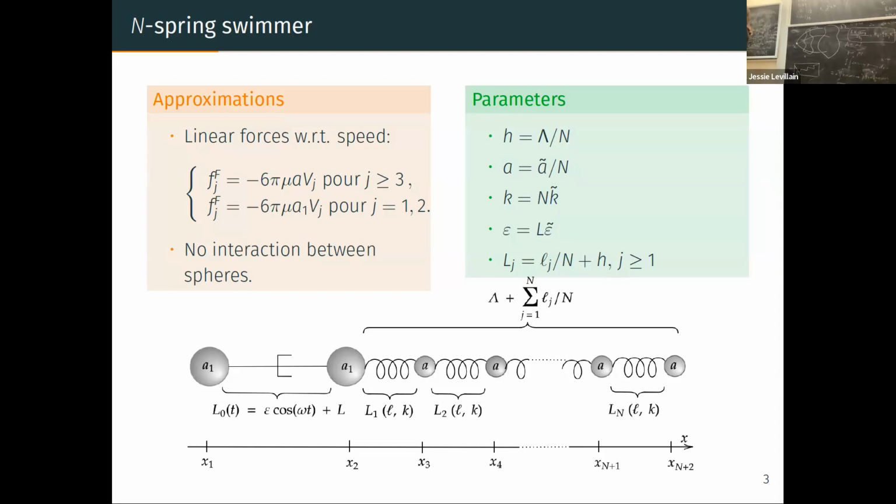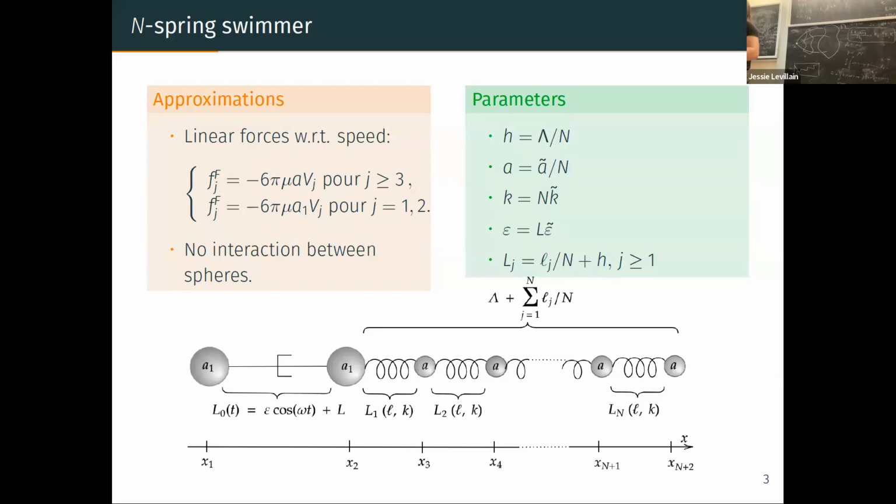For this system, we also made some first approximations. First of all, the first approximation was the Stokes force theory, which allows us to compute the force on each sphere using the expression of the speed of each sphere. So you have this vector of forces, which is equal to a matrix times the vector of speeds.